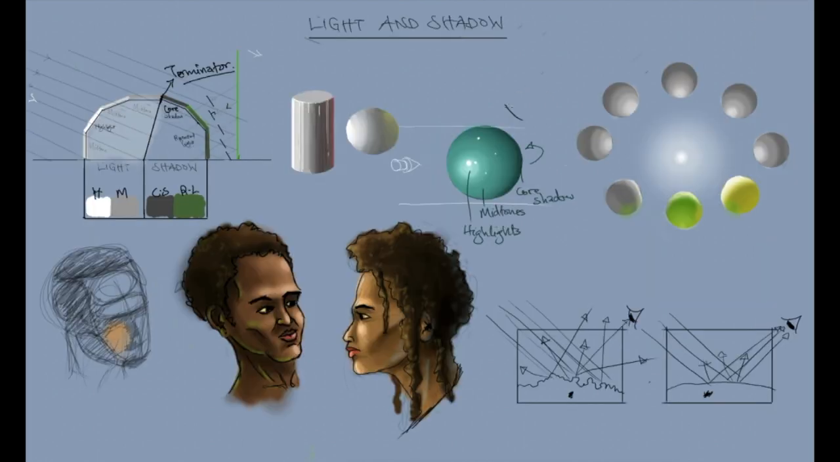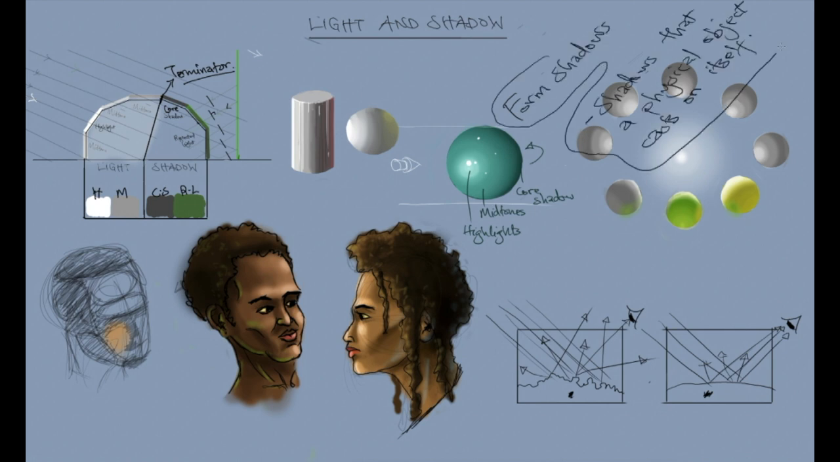All these shadows we've talked about so far are what are called form shadows. These are shadows that a physical object casts on itself.